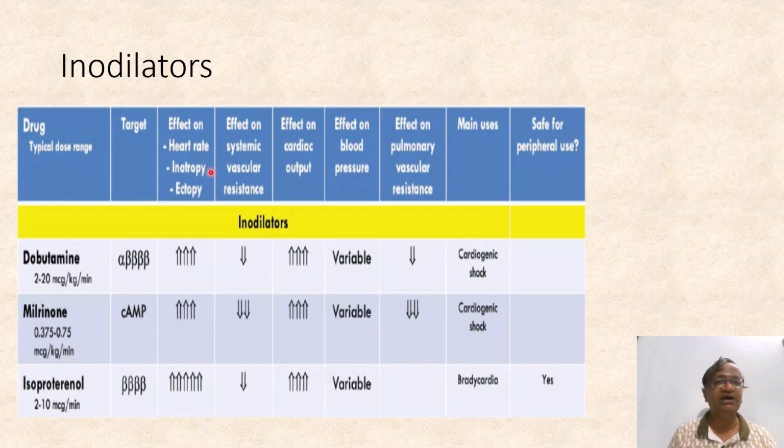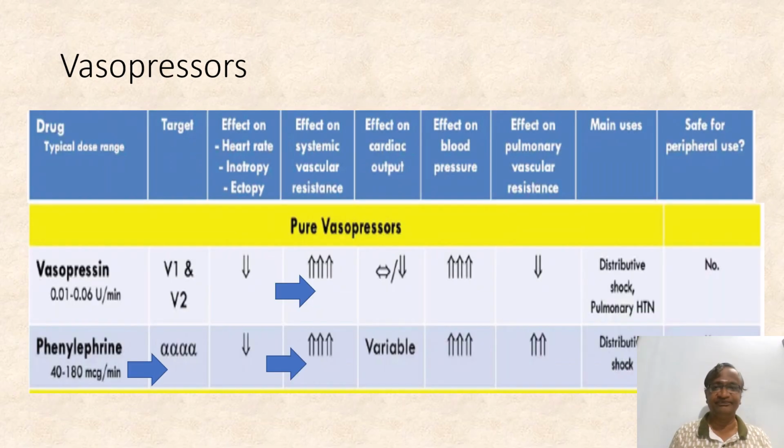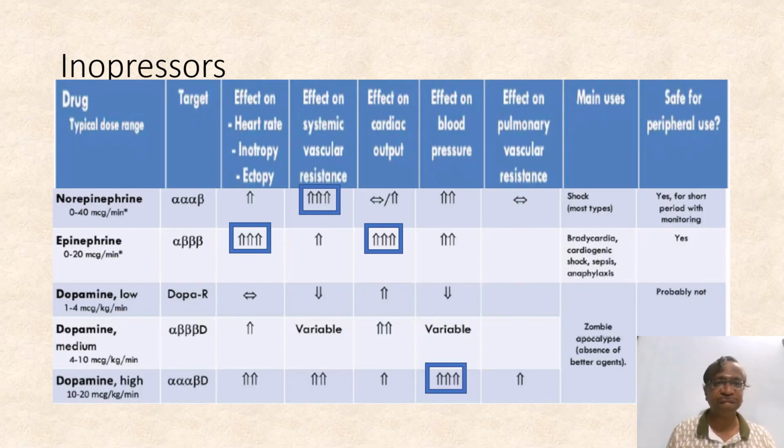But isoprenaline, only heart rate increase. Cardiac output may be increased, but nothing much here. But isoprenaline is indicated in refractory bradycardia. Now you see, vasopressin is a vasoconstrictor, ideal in distributive shock in sepsis. Phenylephrine is also for distributive type of shock, ideal for spinal anesthesia.